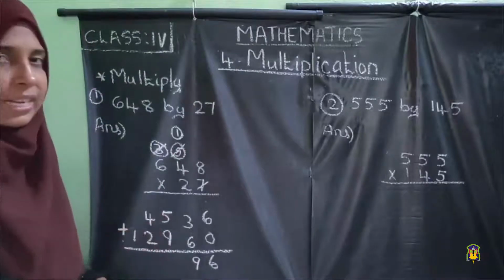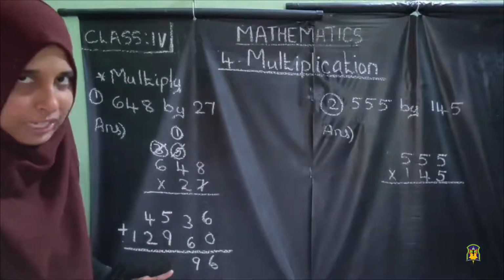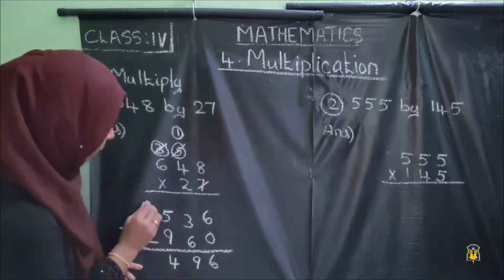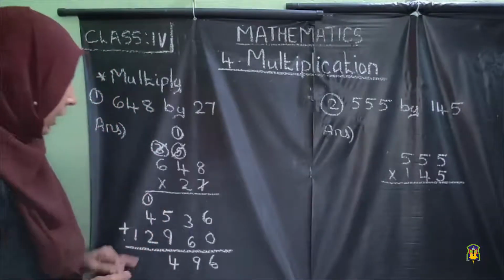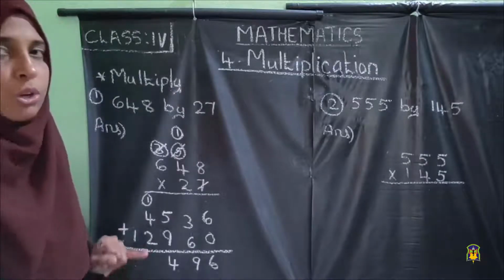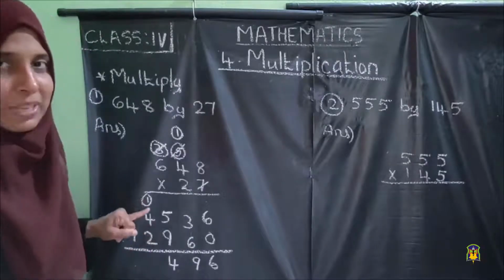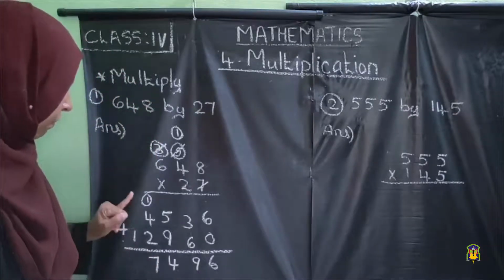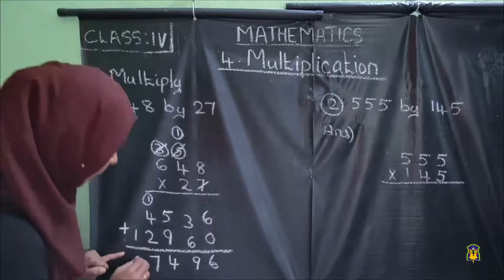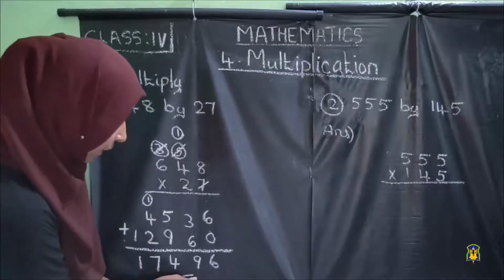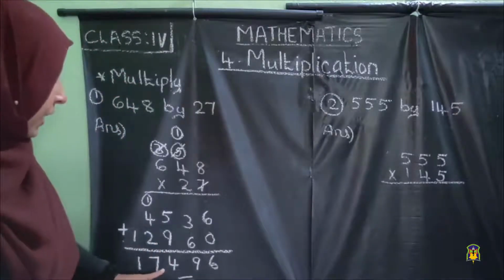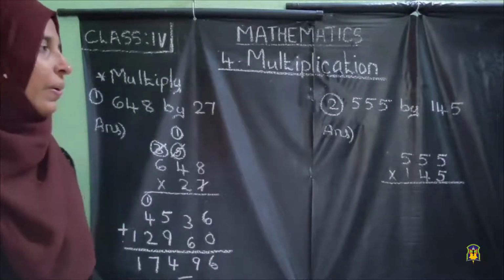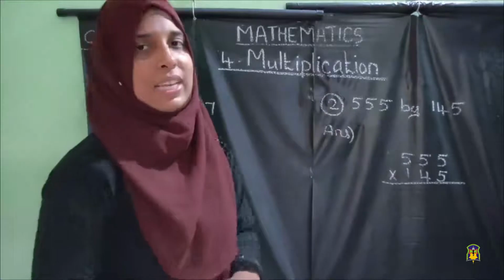Then 5 plus 9. 5 plus 9 is 14. So in 14 we want to write 4 here and 1 as carryover. Okay, next here, what is 4 plus 2? 4 plus 2 is 6. 6 plus 1 is 7. So we can write down 7 here. Next, there is no other numbers here, only 1. So we can write down 1. So we get the product as 17,496. Understood, children?